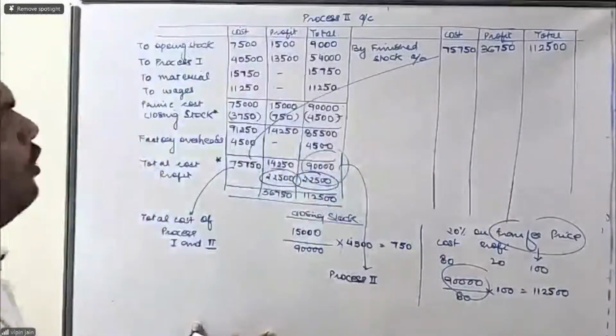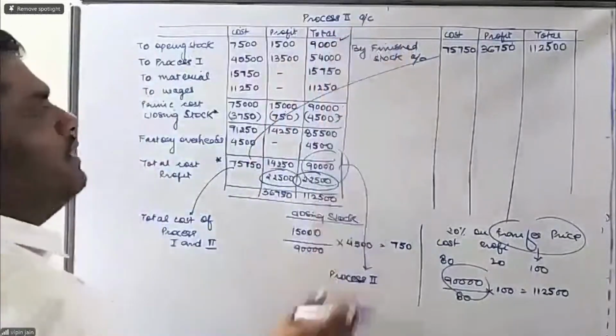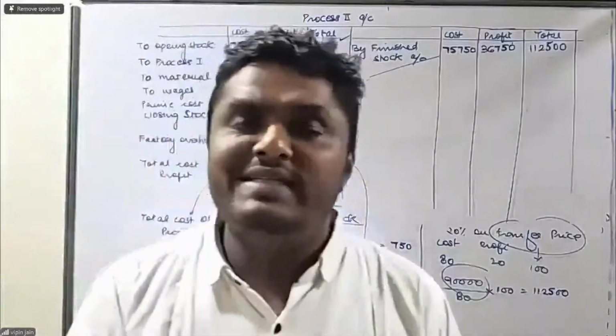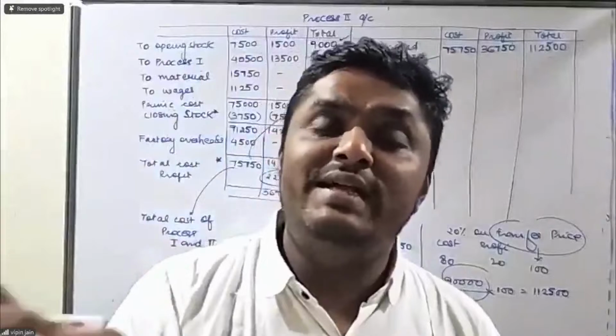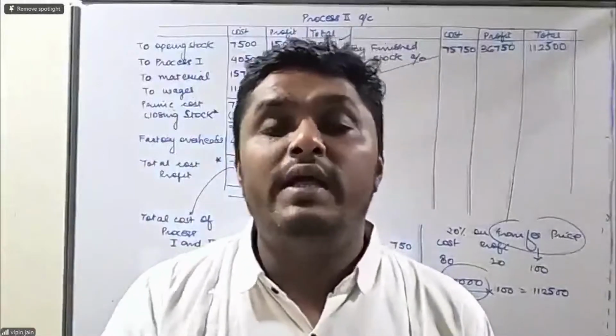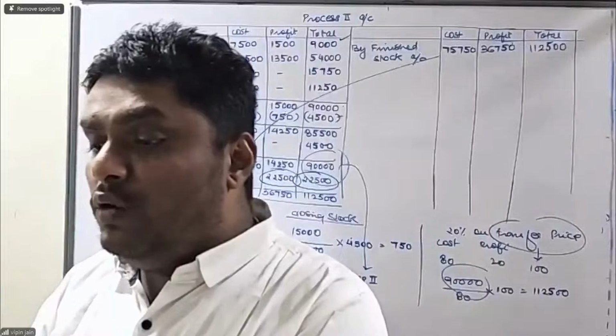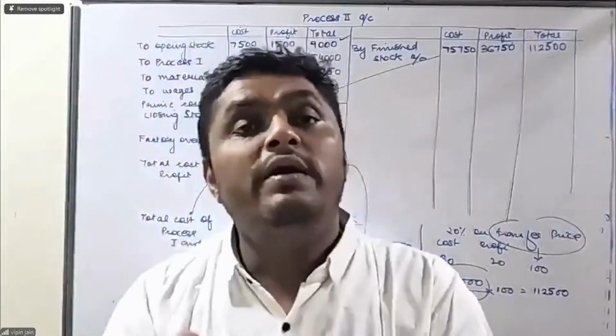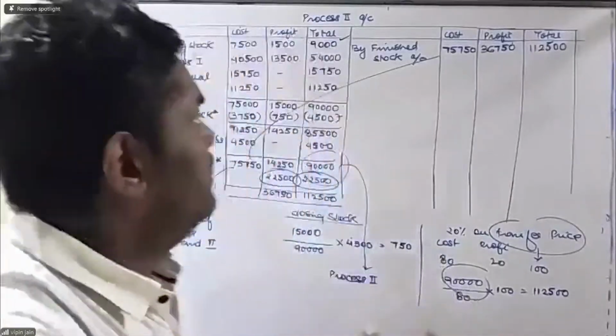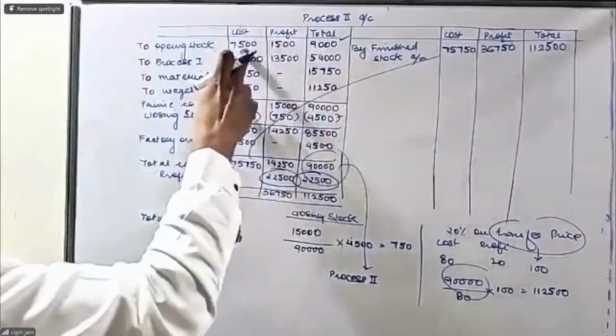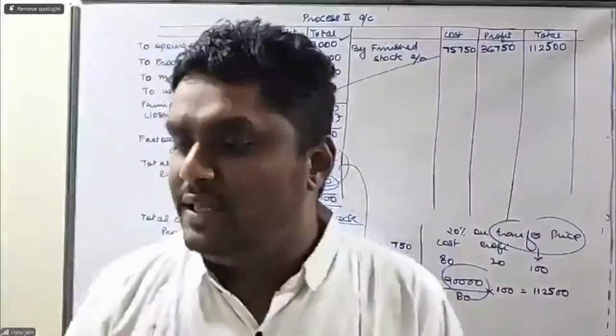See, Tambeshwari, the opening stock is given, that is 9,000. And further, it is given in the question clearly that inter-process profit included in opening stock. How much is already included in opening stock? 1,500. So 9,000 minus 1,500. This is how I have calculated 7,500.